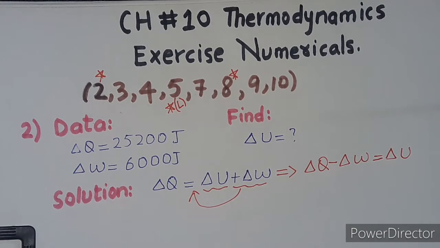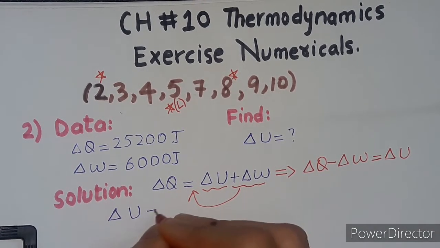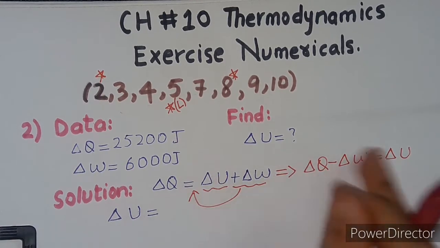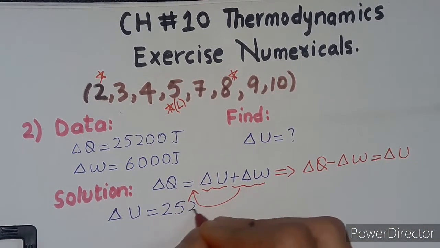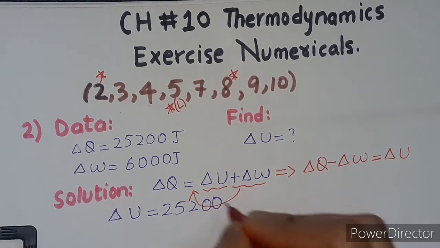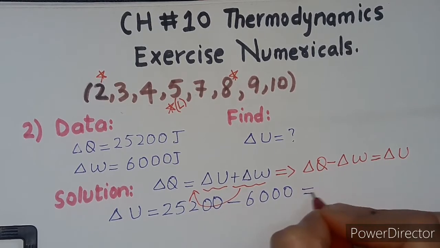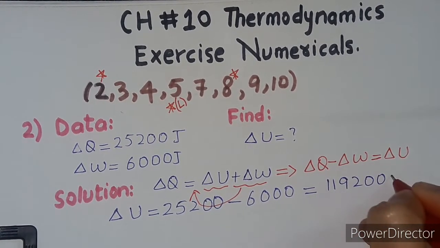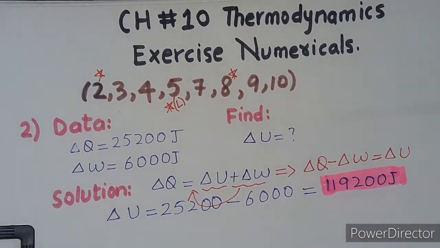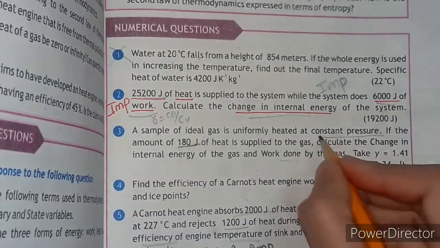Now putting the values, del U is equal to the heat value, 25200 minus 6000, and we get the answer 119200 joule.